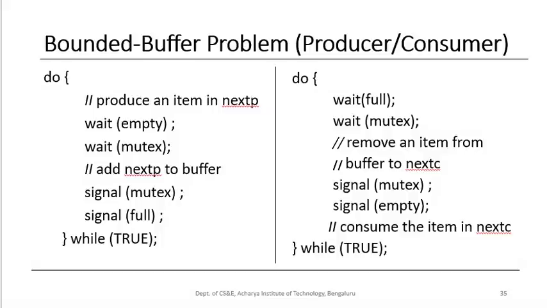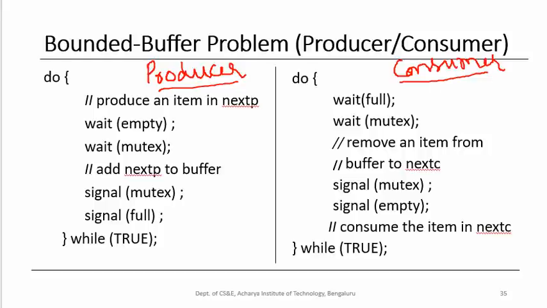I have written here the structure of the producer process and the consumer process. This is the structure of the consumer process. Sorry, I should have written this. This is the structure of the producer. Let us try to understand this one by one.